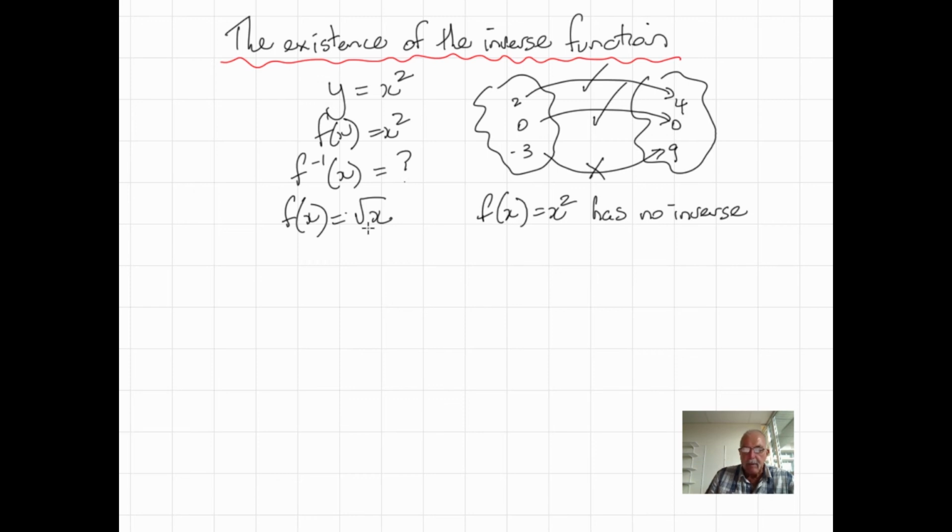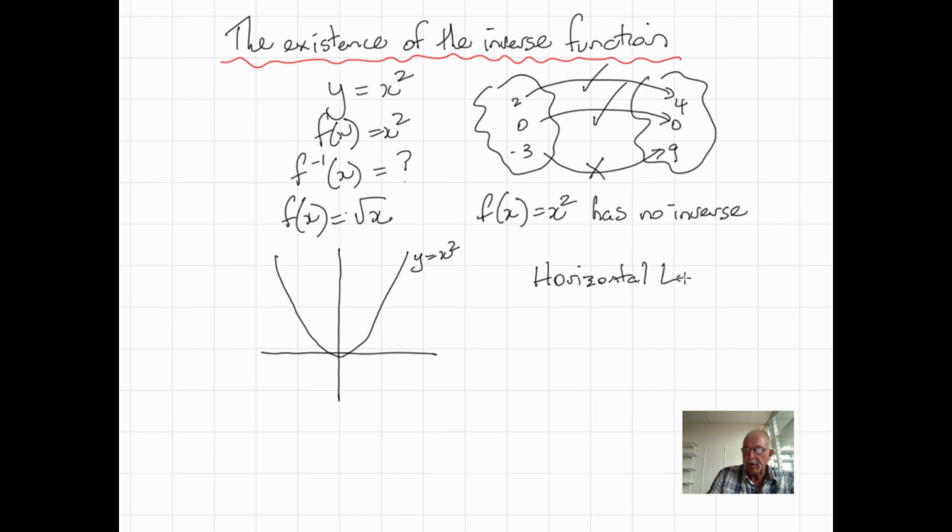So we've got to come up with some sort of simple way of doing a test to see whether functions have inverses. If we look at the graph of y equals x squared, and now you're very proficient at drawing these, y equals x squared. Turns out that we have a test for inverses, and it's called the horizontal line test. We had the vertical line test to test whether it is a function. So the horizontal line test for inverse.